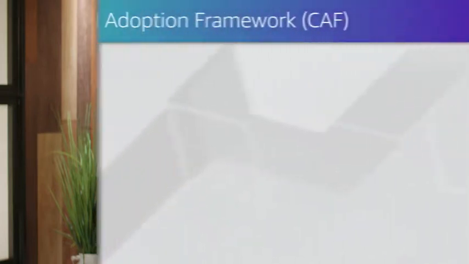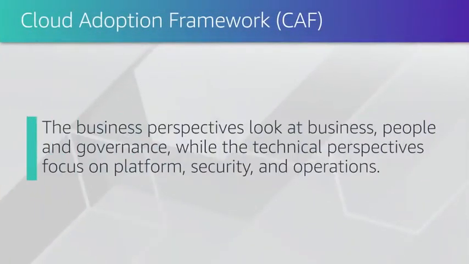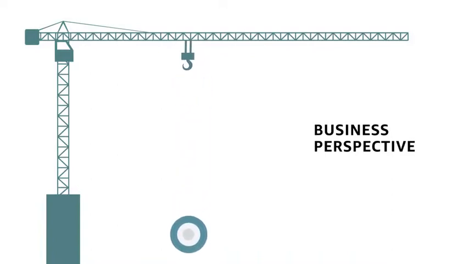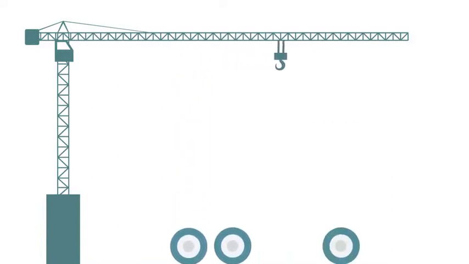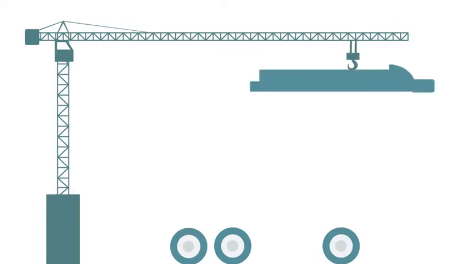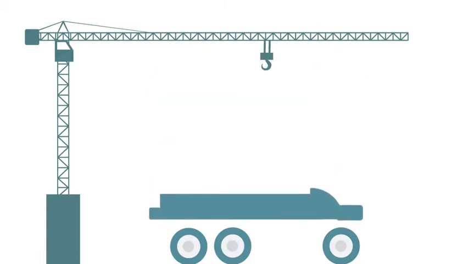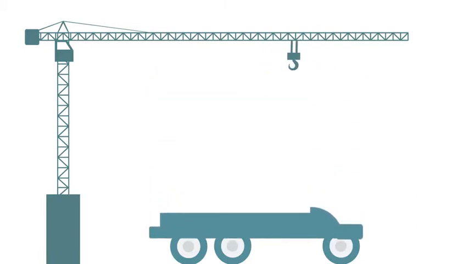The Cloud Adoption Framework covers what we see as 6 important perspectives to consider when looking at cloud adoption plans. The business perspectives look at business, people, and governance, while the technical perspectives focus on platform, security, and operations. The business perspective is there to help you move from separate strategies for business and IT to a business model that integrates IT strategy.